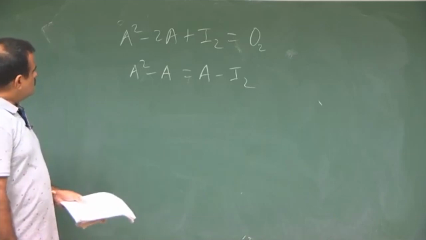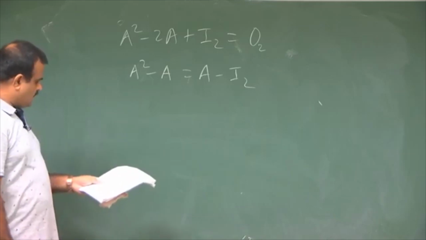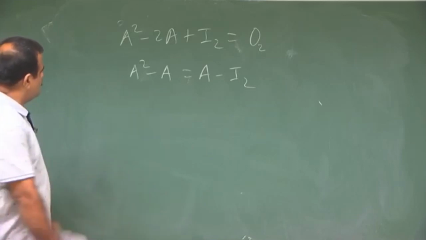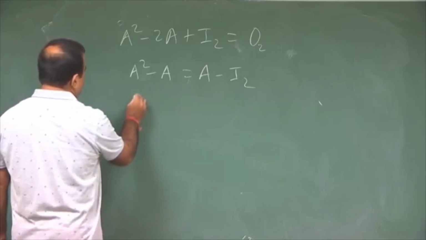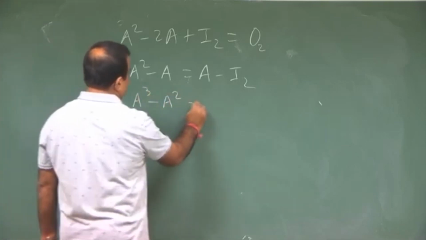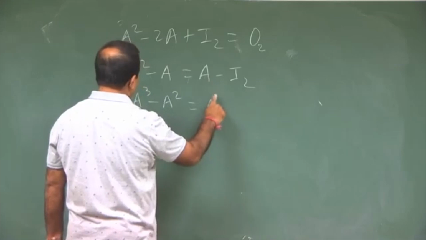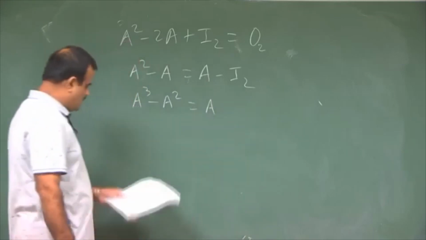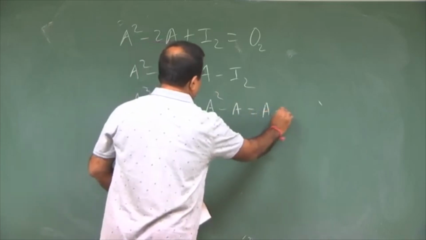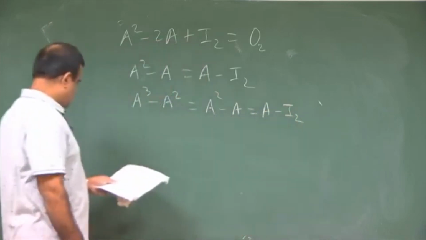Okay. So, now what do we do? We just keep on multiplying A with this. So, if we multiply A with this, A cube minus A square is equal to A square minus A. So, that is nothing but A square minus A. So, that is nothing but A minus I 2, like this.